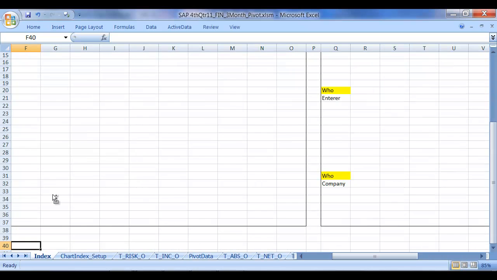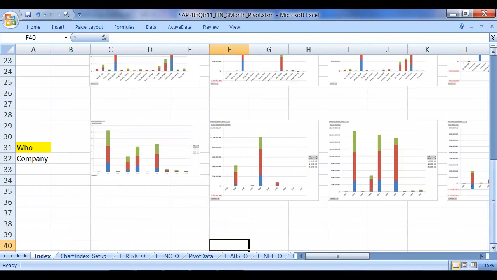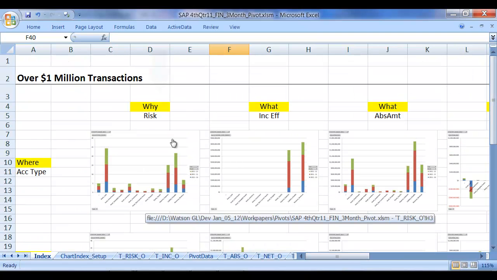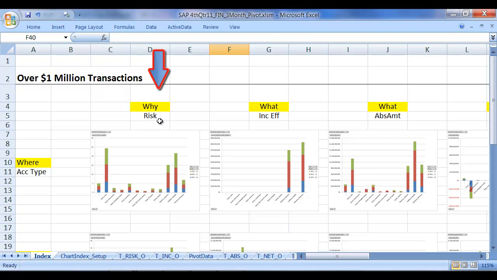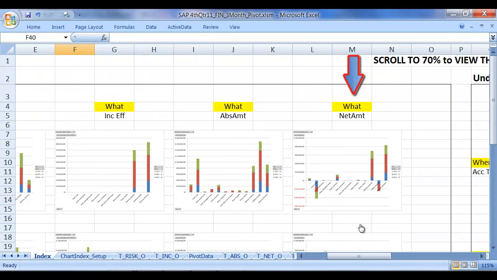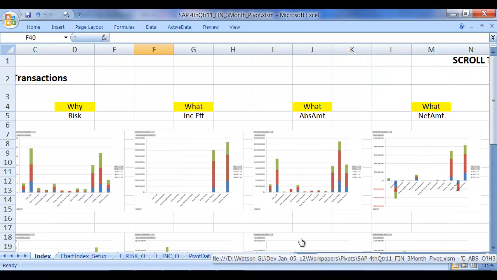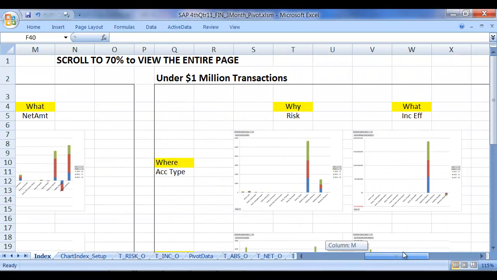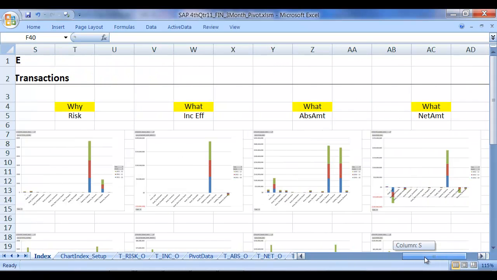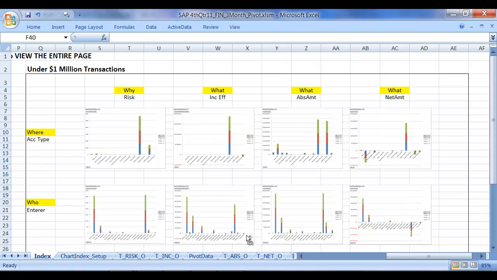When you scroll into and look at some of these graphs just a little bit closer, we notice that we are summarizing risk, which is the risk score that we came up with, the income effect, which is basically the income statement effect, the absolute amount of the transactions, and then the net amount of those transactions. And what is very interesting as you look a little bit closer at the data is how relatively close they are per month, and this is over a 3-month period. Especially when you look at the transactions that are under $1 million, you can see the relative trends.